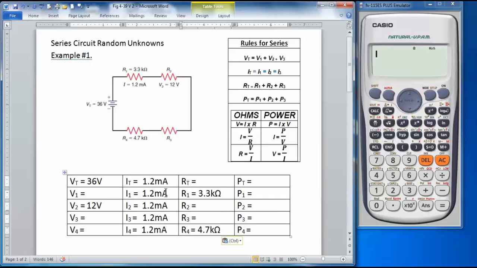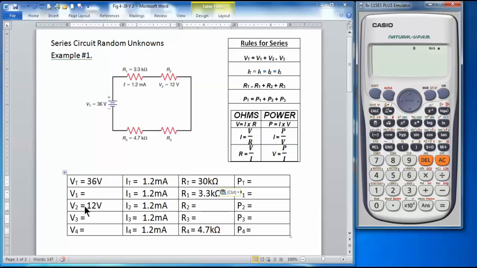Now if we can get 2 out of 3 of any of these, we can solve for the third. So we can see here for RT that we have VT and IT. So we'll just use our Ohm's law formula right here. That shows us that RT is equal to VT over IT. So we have 36 volts over 1.2 milliamps. That tells us our total resistance is 30 kilo ohms.